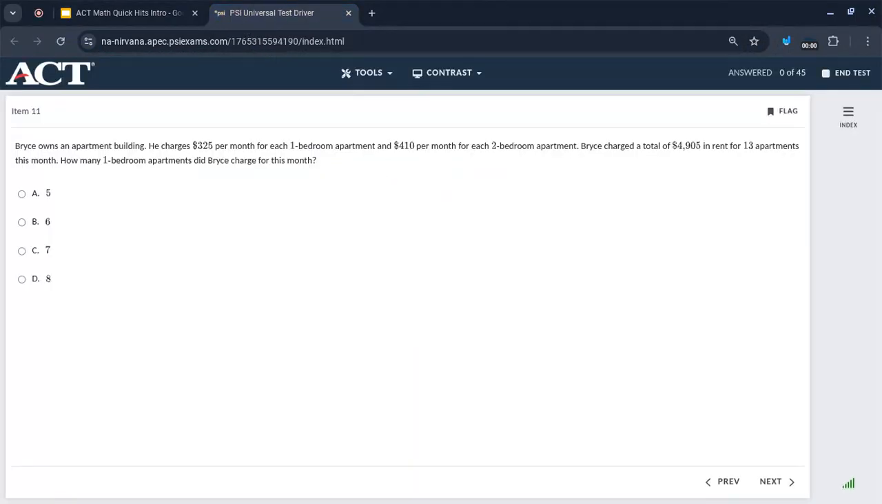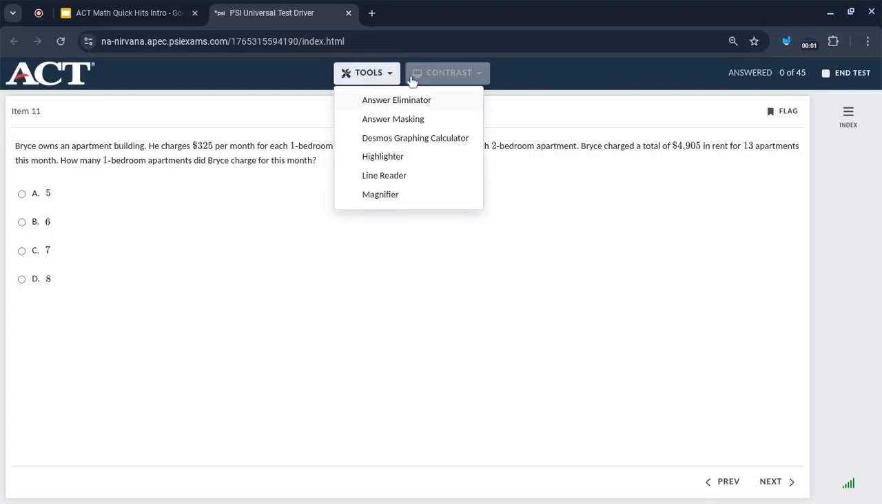All right, today's problem, Desmos is going to help us a lot. However, we still need to set it up correctly. So it tells us that Bryce owns an apartment building. He charges $325 per month for each one bedroom, $410 per month for each two bedroom, and that Bryce charged a total of $4,905 in rent for 13 apartments this month. How many one bedroom apartments did Bryce charge for this month? Okay, or rent, I would say. Kind of worded a little bit weird, but whatever.